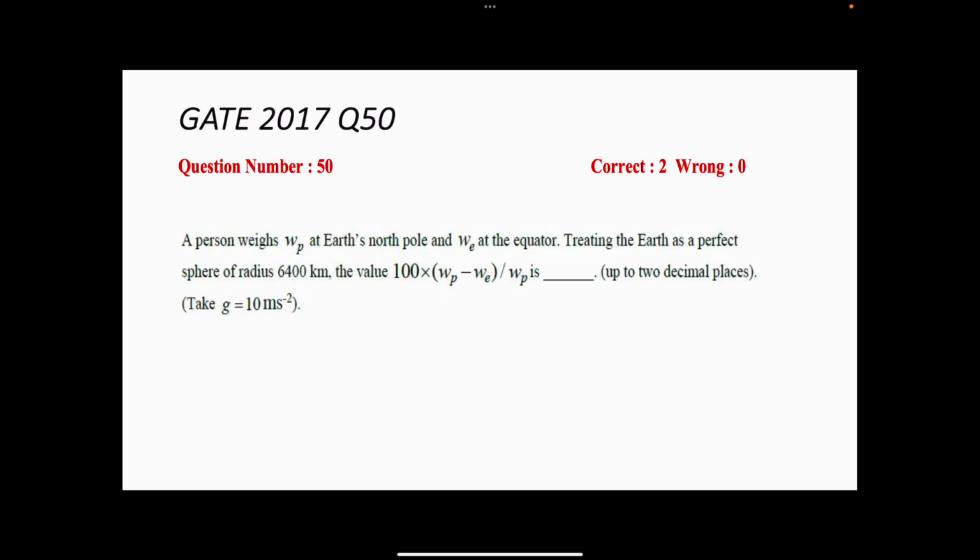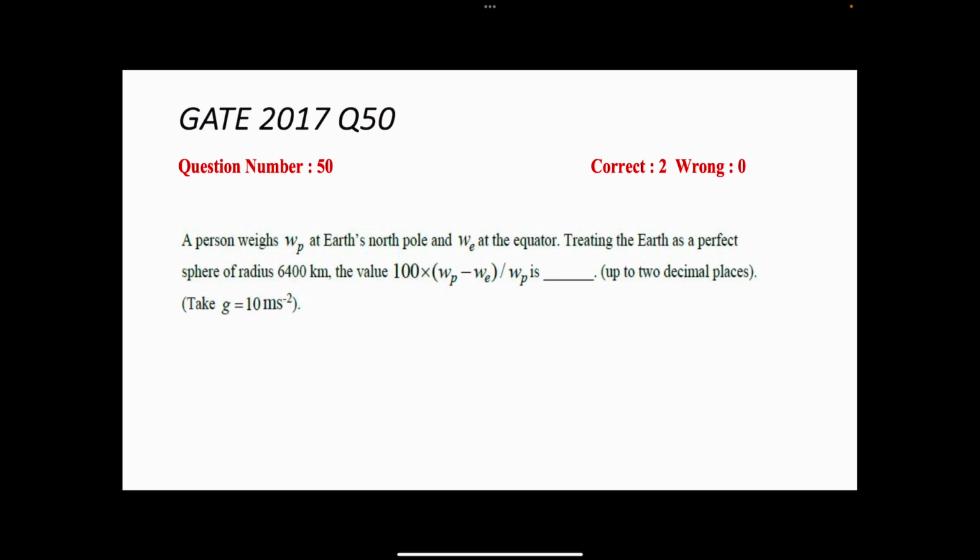This is GATE 2017 question number 50, which states that a person weighs WP at Earth's North Pole and WE at the equator. Treating the Earth as a perfect sphere of radius 6,400 kilometers, what is the value of 100 times (WP minus WE) by WP? It has to be taken that g is equal to 10 meter per second square, and up to 2 decimal places we have to give the answer.